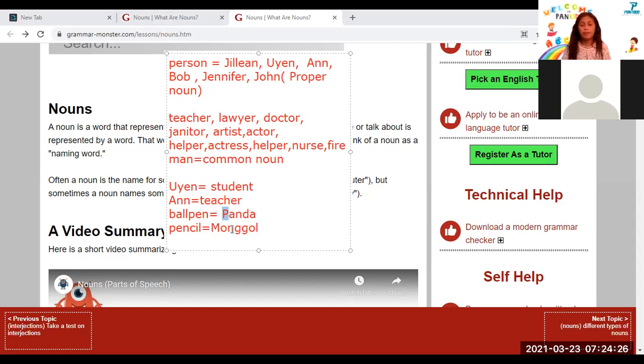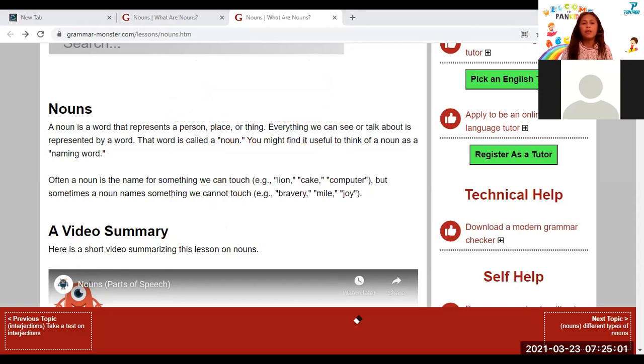Where is Oyen? Oyen, where are you? Oh, you're here. Okay, so you understand this, Oyen girl? You understand, Teacher Anne? Yay. Great job. Okay. So let's move on now. Teacher will erase this.